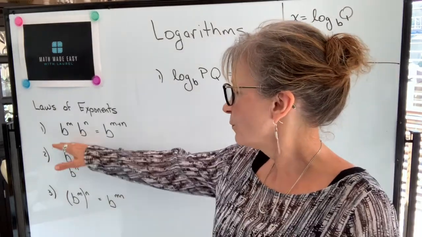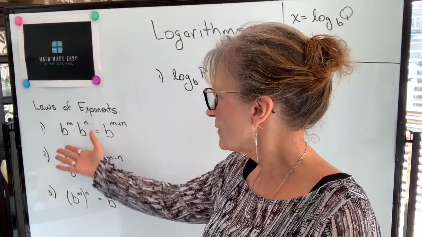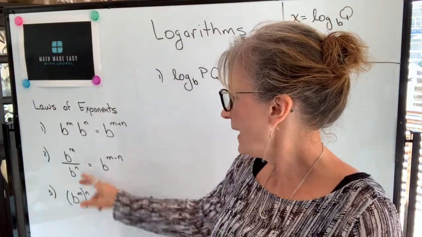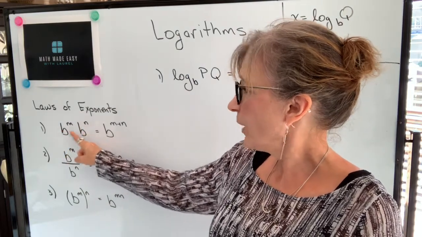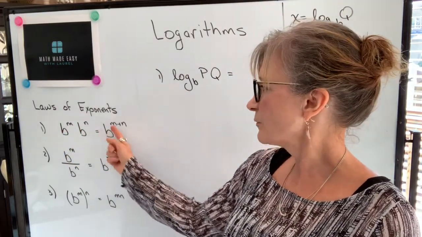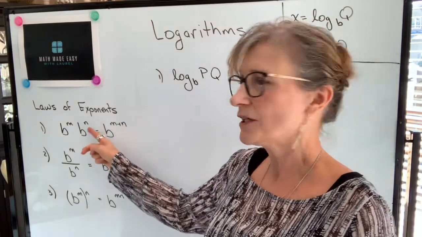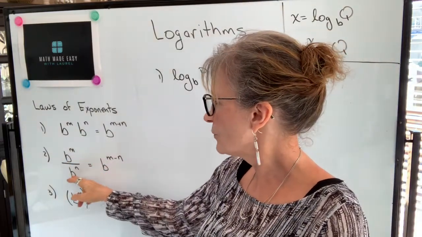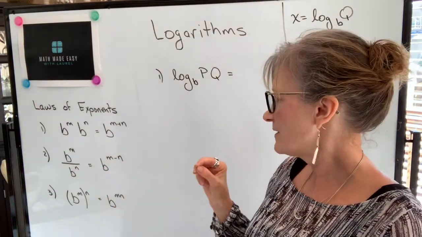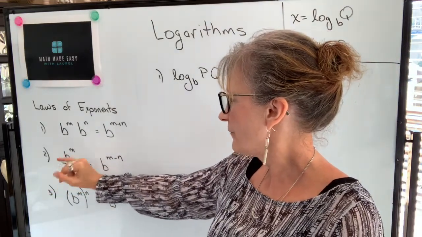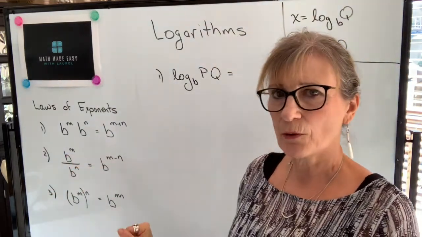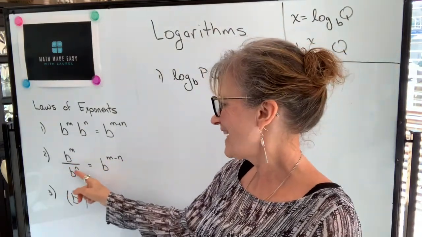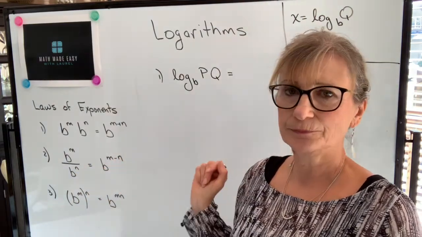So the first three rules that we talked about in the video on laws of exponents were these three. If we have a power times another power and the base is the same, we can combine those by adding the exponents. So b to the m times b to the n will equal b to the m plus n. Similarly, if we have a quotient of powers and we have the same base, b, we can simplify or combine those powers by subtracting our exponents. So b to the m divided by b to the n will equal b to the m minus n.